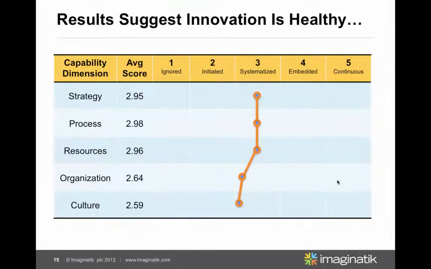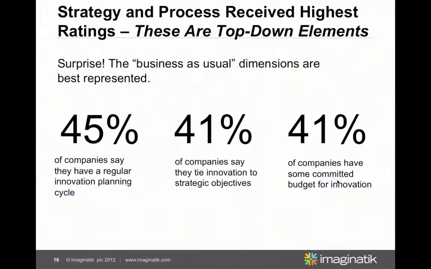However, this is a good starting point for starting to dive into some of the patterns where it gets more interesting. So the way we analyzed the results was looking at those people who rated 4 or 5, as in very or extremely advanced in their maturity across each question, each dimension. So what you see here are the highest scoring ones. Nearly half of those respondents said that their company has a regular innovation planning cycle, which is great.